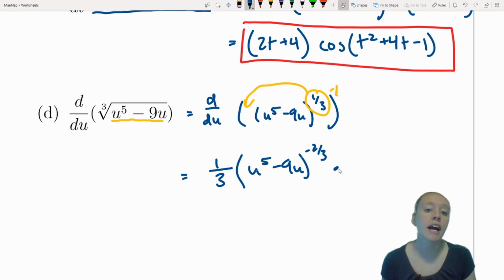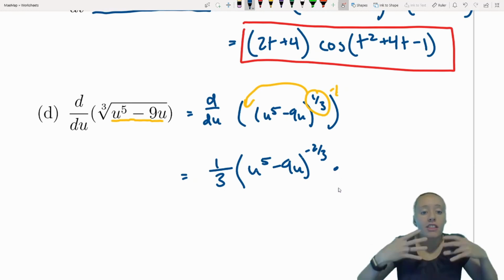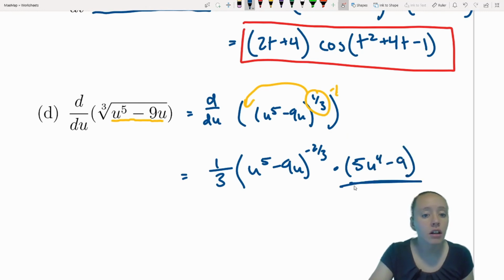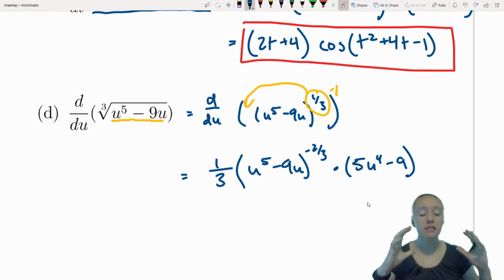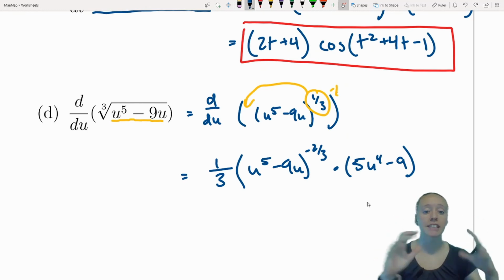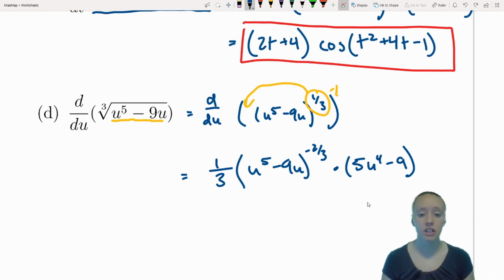And then remember, I have to multiply by what? The derivative of that inside function. So the derivative of u to the 5th minus 9u is going to be 5u to the 4th minus 9. And again, make sure you're putting that in the parentheses, because we have f prime of g of x times g prime of x, that entire derivative of our inner function.